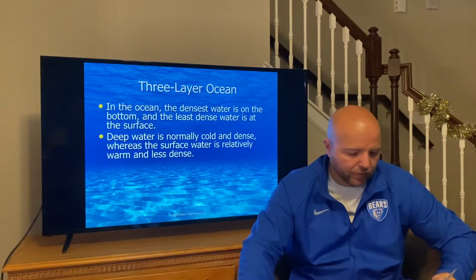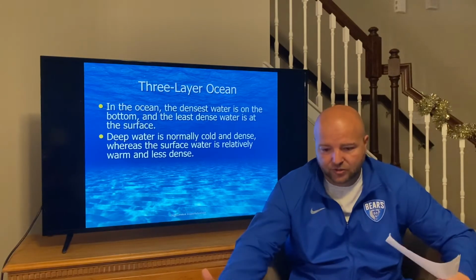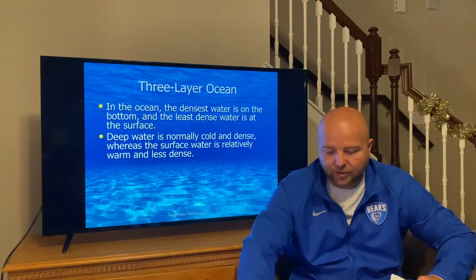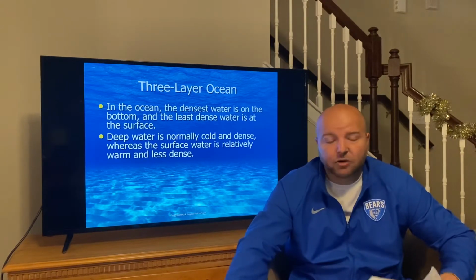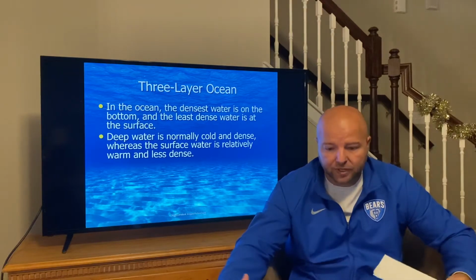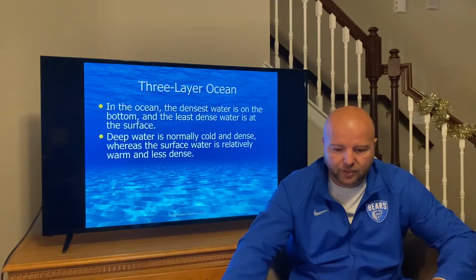Moving on here, so we don't have a section to write anything down here for a 3-layer ocean. I'll buzz through it quickly, but the reason why I left it off of the study guide is because we've already covered it. This is material that's just coming up again.